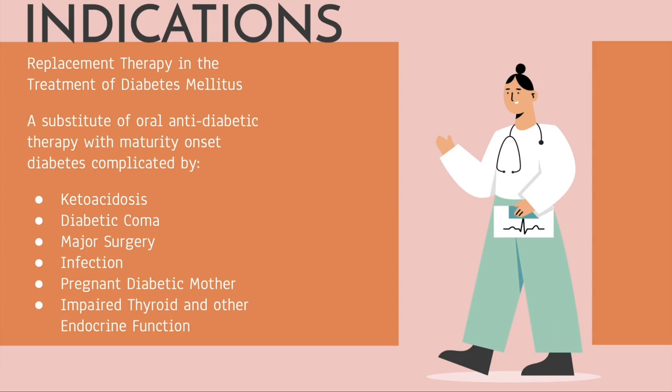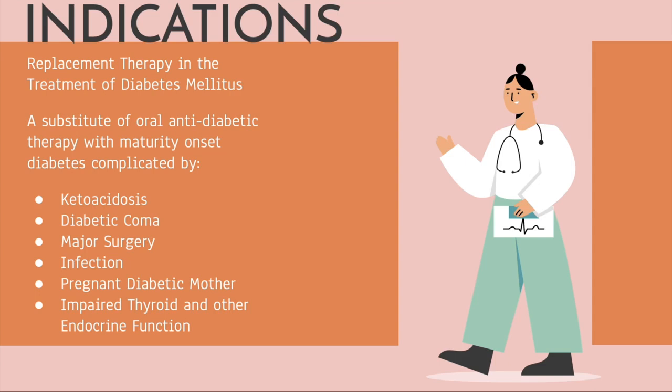Insulin administration is indicated as a replacement therapy in the treatment of diabetes mellitus. Diabetes mellitus is a group of metabolic diseases characterized by elevated levels of glucose in the blood, also called hyperglycemia, resulting from defects in insulin secretion, insulin action, or both. It has two types, type 1 and type 2.